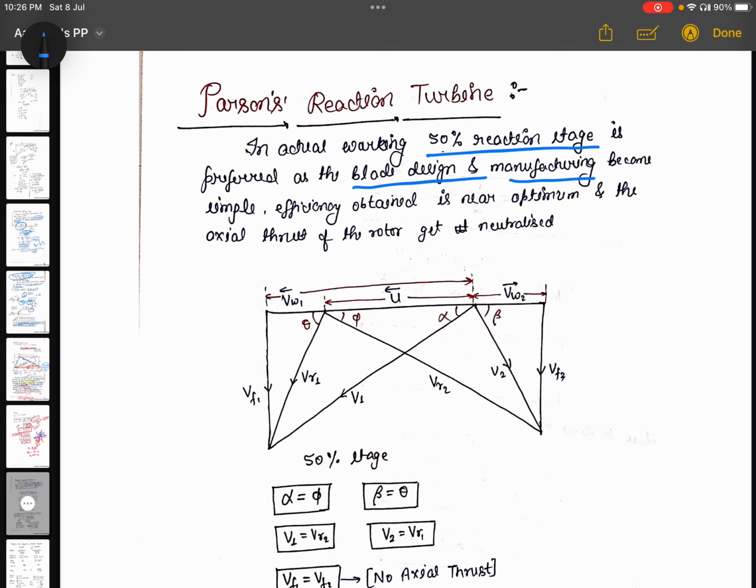Efficiency obtained is near optimum and the axial thrust of the rotor gets neutralized. We are not getting any axial thrust, so it is very good for the health of the turbine also. So we are getting like this.